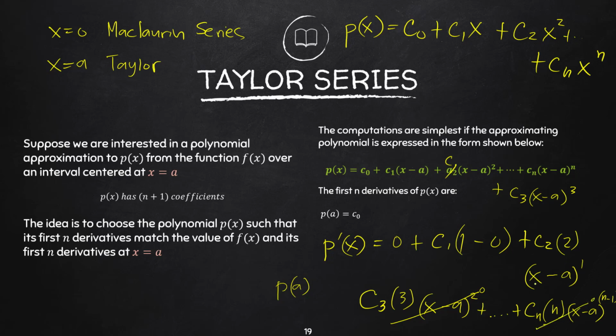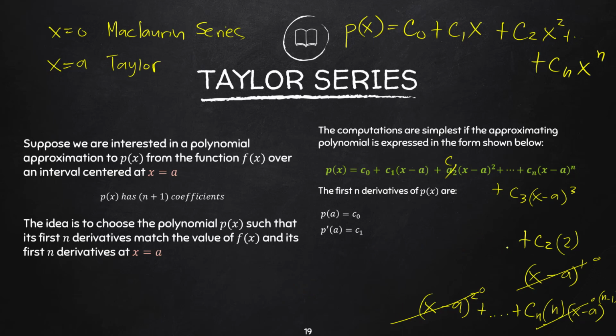And same with this one. Okay, so it will leave us with the value of the constant c sub 1 times 1, and that would be just equal to c sub 1. Okay, so there, shown in the slide, you have your first derivative of the approximating polynomial evaluated at x is equal to a will be equal to c sub 1.